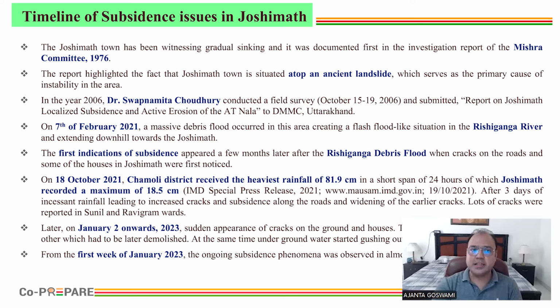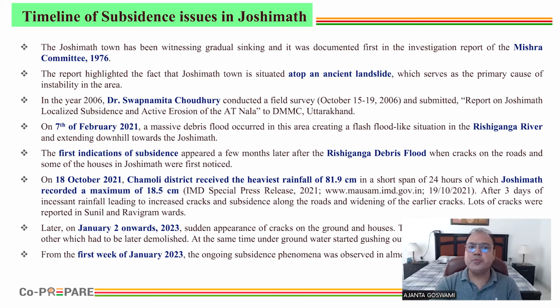In the year 2006, another important report came from Dr. Swapnamita Chaudhary. She conducted a field survey between October 15 to 19, 2006. At that time, she was working as a scientist at DMMC Uttarakhand. Her report on Joshimath localized subsidence and active erosion of the AT Nala clearly brings out the problem of subsidence that was taking place continuously in that area. Her study was more focused on the eastern part, but the recent incidents you have heard of are in the western part of Joshimath town.